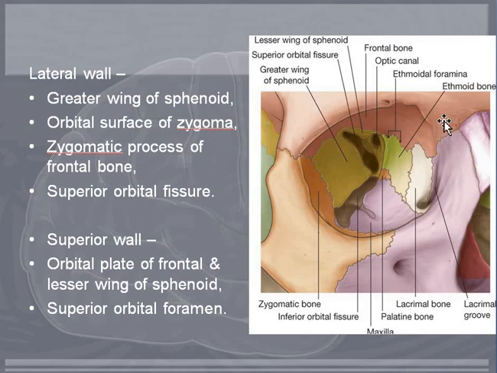Now comes the superior wall. The superior wall consists of the orbital plate of the frontal and the lesser wing of sphenoid. Here you can see this is the lesser wing of sphenoid. This forms the superior wall and the superior orbital foramen. This is your superior orbital foramen. This comprises your superior wall.